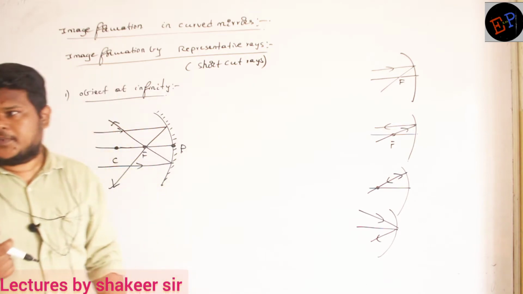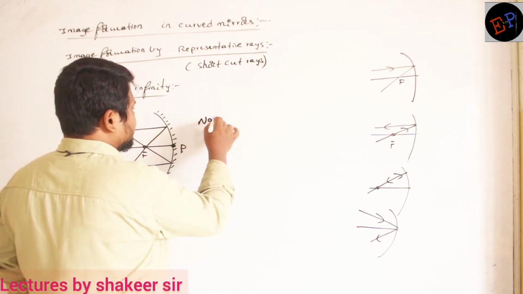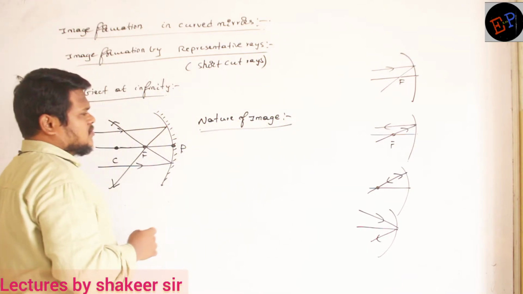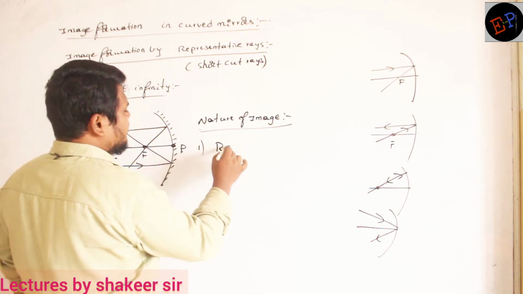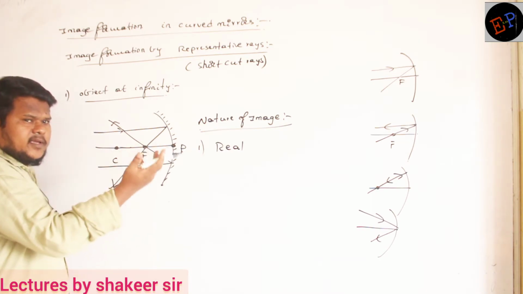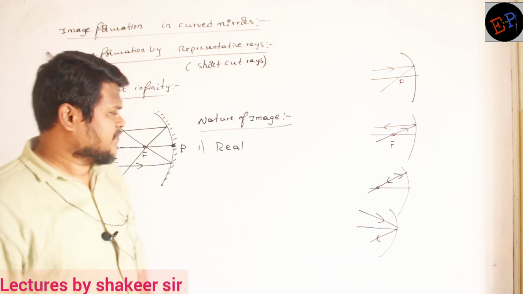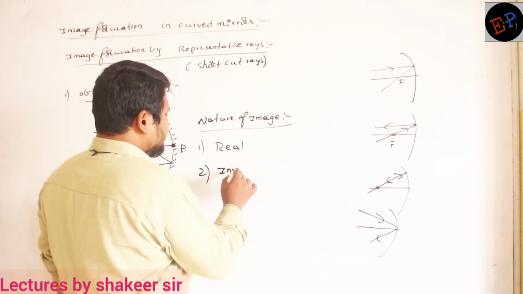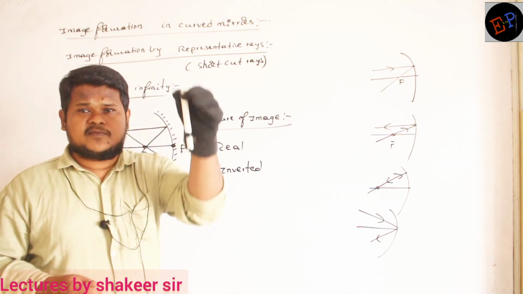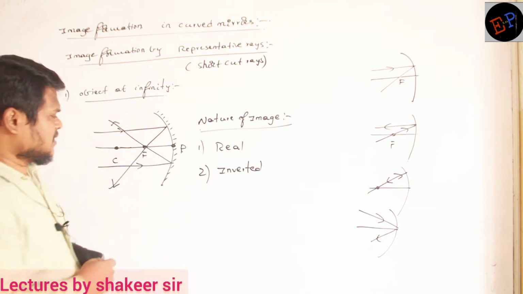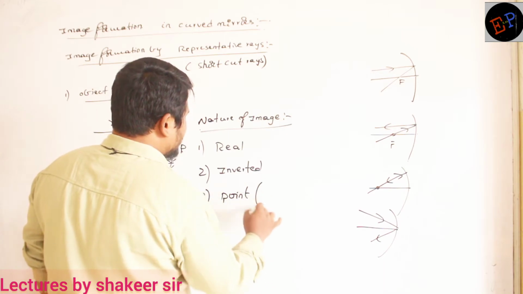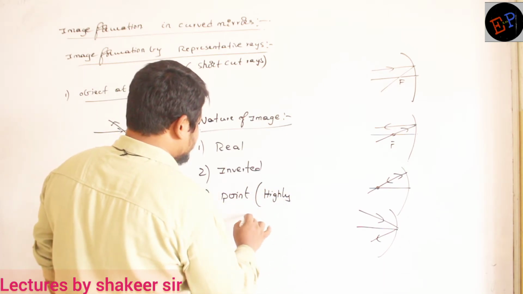So what kind of image will it be? Nature of the image we will write down. First one, it is a real image. Real image only, because this image is formed by real light rays. So definitely a real image. Second one, it is an inverted image. It means if the object is like this, the image will be created like this. Inverted image. Third property, it is a point image, or you can call it a highly diminished image.